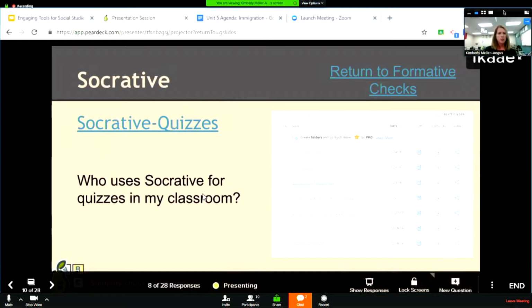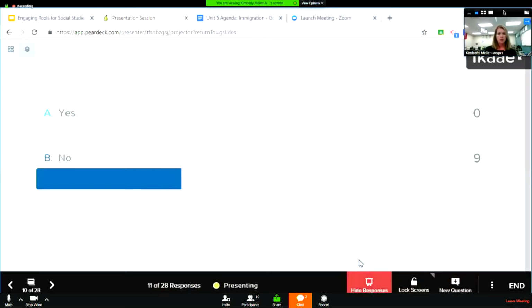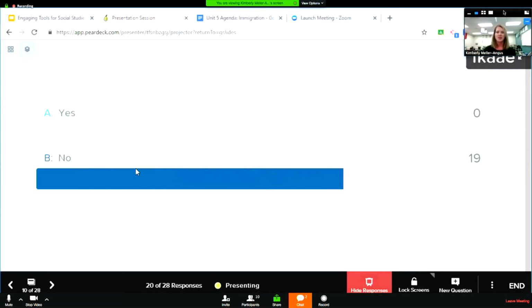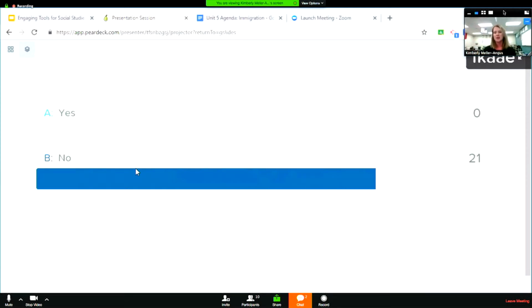And are there people that use Socrative already in their classroom? Everyone is a no. Okay, my A person, that one person, raise your hand, wave it very clearly so everyone can see you. Oh, I scared them away. I was going to say, that is the person you want to talk to this afternoon about using Socrative.